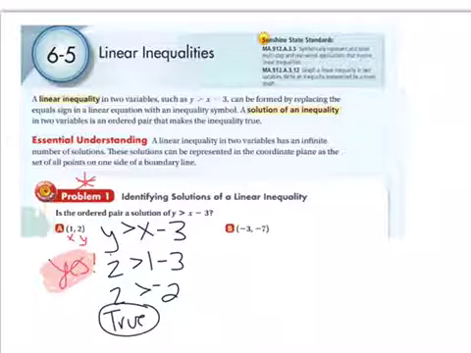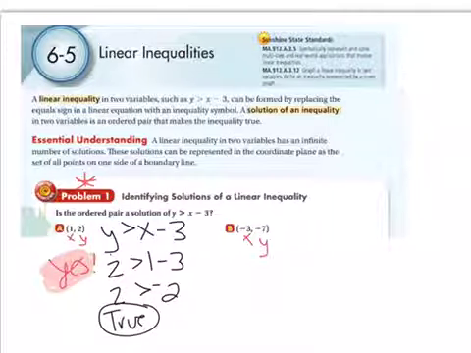Okay, we're going to do the same thing over here for part B. If you take a look at part B, we have the ordered pair negative 3, negative 7. So there's my x and there's my y.